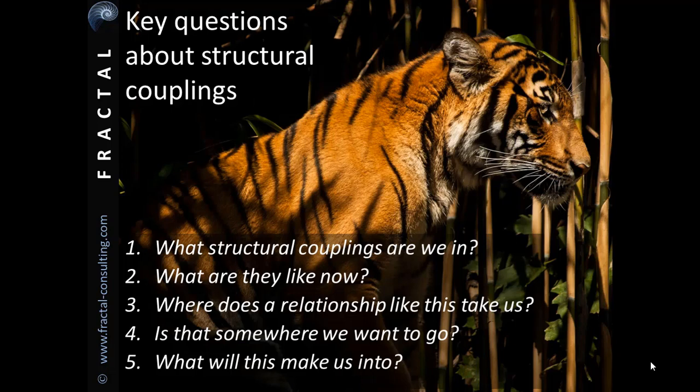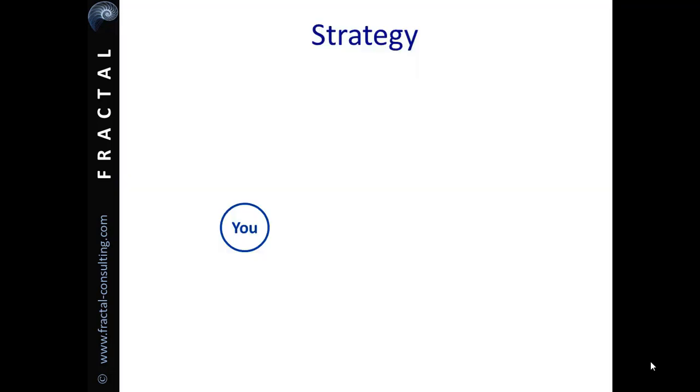So, firstly, what structural couplings are you in? You'll have lots of relationships, but not all of those will be structural, capable of changing you or the other actor structurally. For each of them, what's its default trajectory? Where's it going to take you? And then there's a couple of so what questions. Is that somewhere you want to go? If so, that's fine. But if not, you need to intervene. And finally, what will that turn you into? And this identity question is often really important indeed.